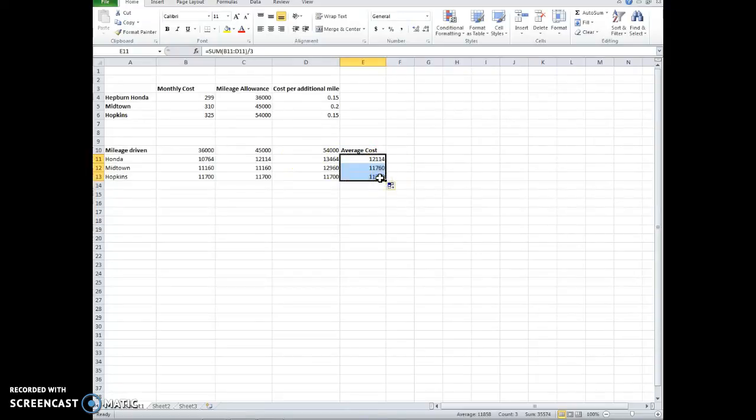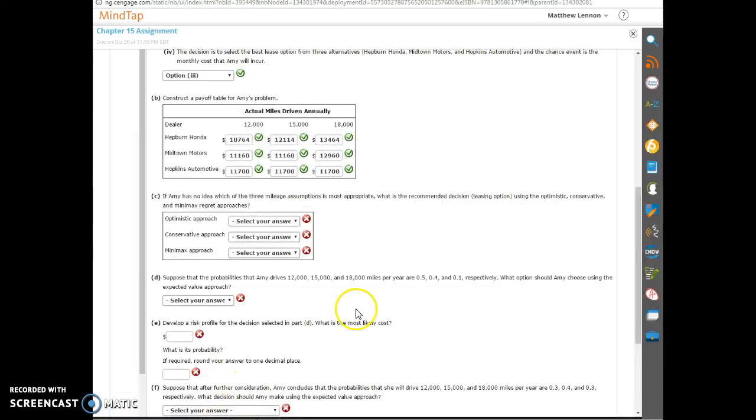So what the conservative cost does is it just says, okay, the optimistic says, okay, best case scenario, what's the cheapest? So that's going to be Hopkins. So back over to Mine Tab, we want to select Hopkins for optimistic. So the conservative and the mini-max.